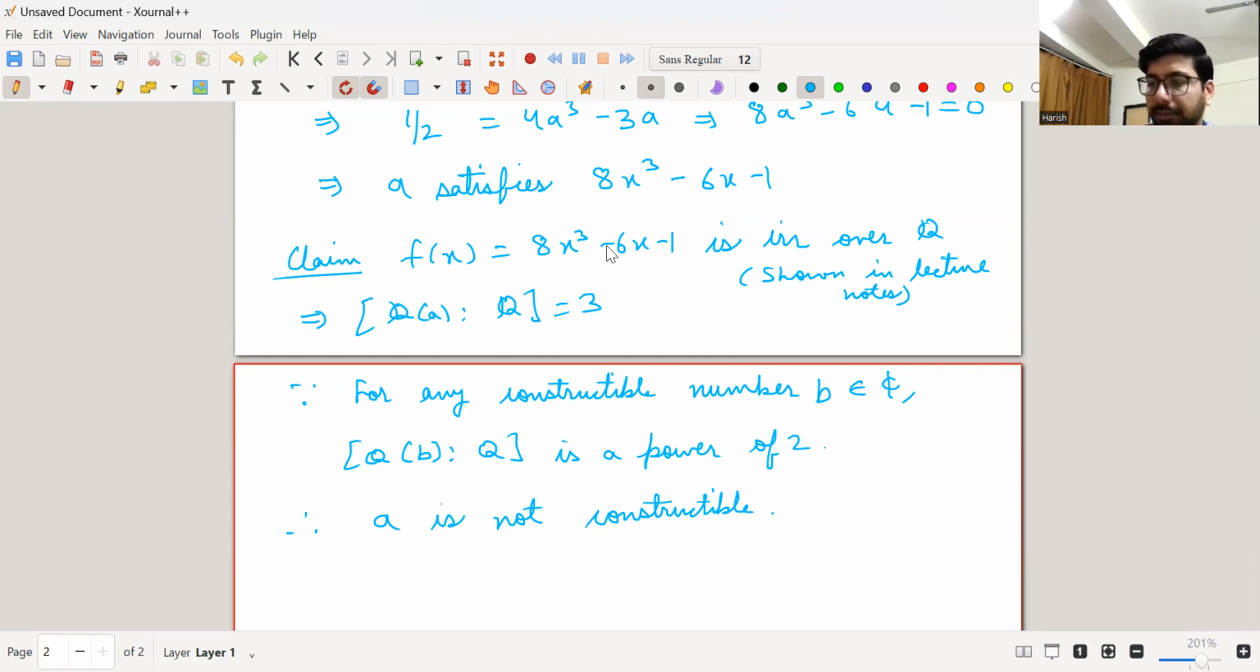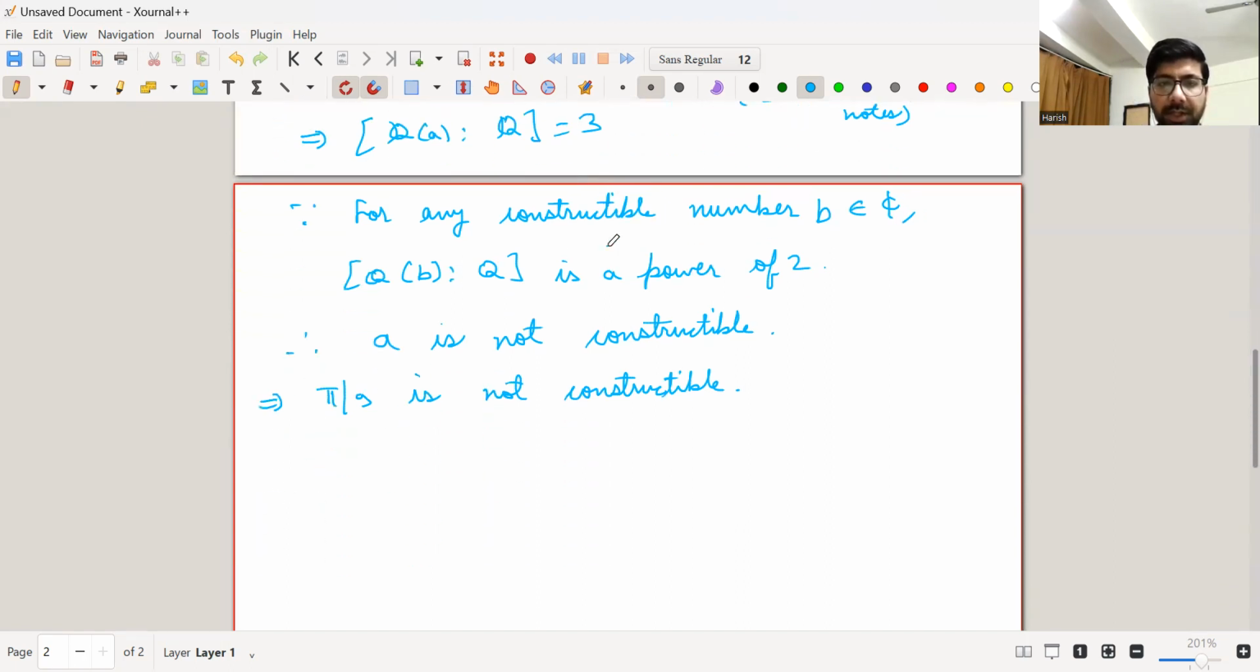Okay. So is it clear why a is not constructible? So since a is not constructible, this implies pi by 9 is not constructible. So there are numbers which are not constructible. So it's an example of that, and that was the only thing discussed in lecture 1 of week 2. Okay.